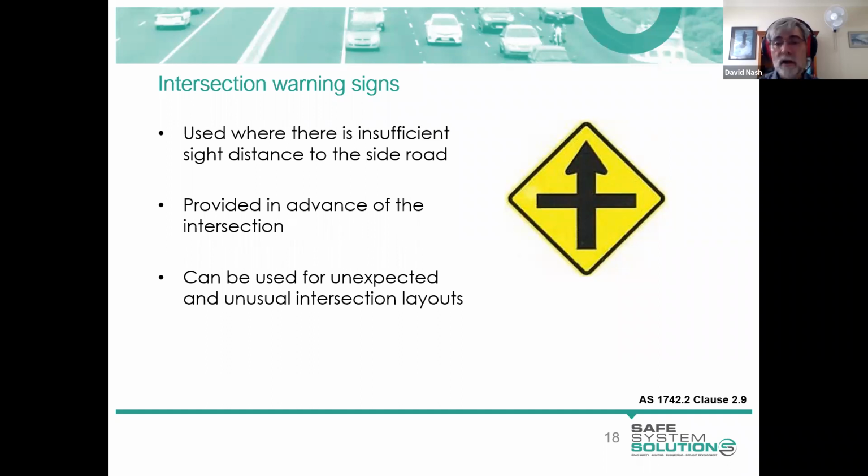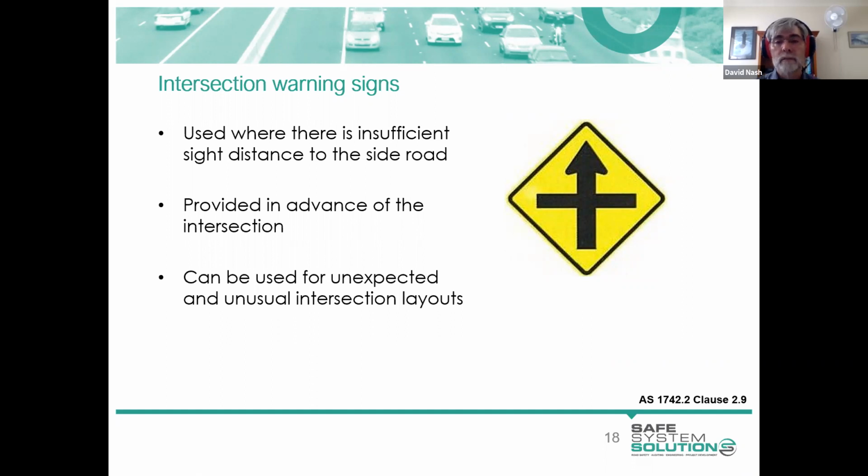Now, this particular sign, the crossroad warning sign, used to be just a cross, but now it has an arrowhead on the top, and the side bar, the horizontal bar, is just slightly narrower than the vertical bar, in order to try to convey to the driver that they have priority through this intersection. So it's warning you that there's an intersection there, but it's also telling you that you are on the priority road and the side roads have to give way to you.